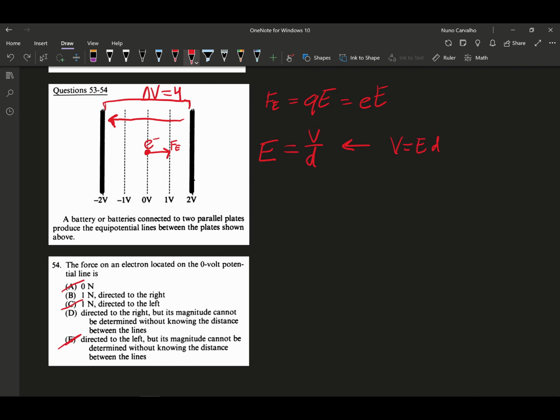And so that tells us that the answer choice D here is correct, because we do know the direction of the force, but we don't know the magnitude without knowing the distance between the lines, which really is enough to say we don't know the distance between the capacitor plates.